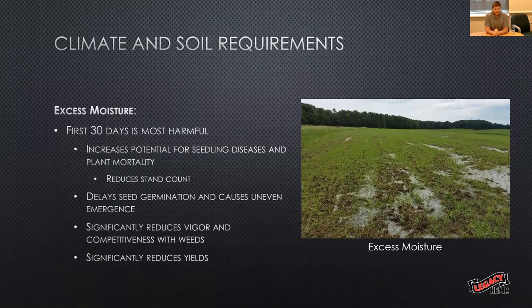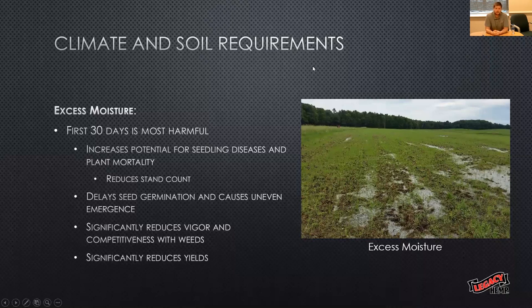So when we look at what excess moisture does, this is a photo from last season in 2018 with a grain field. The first 30 days can be some of the more harmful to this plant. You can see here, this picture is within the first 30 days. This is not the first rain that it had on this field. This significantly increases the potential for seedling diseases and plant mortality. This is just a crop that does not like wet weather, and especially early on. We reduce stand counts when this happens. We can delay seed germination and cause uneven emergence if we have a lot of rain early on.